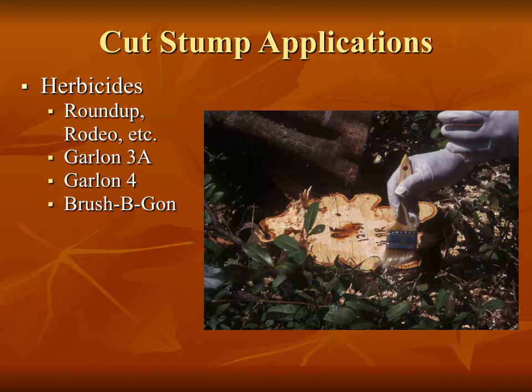It's a slightly different molecule. It's an amine versus an ester formulation. That's getting too technical for this class. It is triclopyr. Brush Be Gone is a trademark name available in a pint or half a quart or something like that bottle of triclopyr. That is a far better stump or cut stump treatment herbicide for dicot plants.